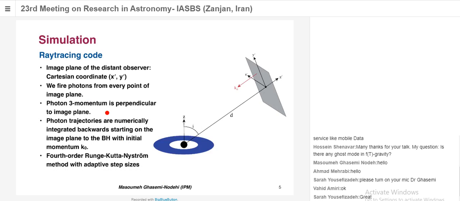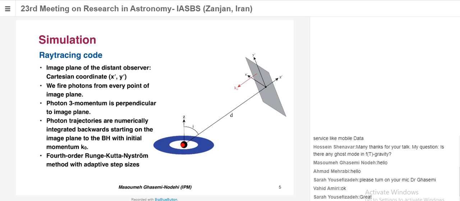This is our simulation. We use a ray tracing code in our simulation. We have two Cartesian coordinates in it. One Cartesian coordinate, the primed coordinate, is in the observer plane, where we detect the iron line.